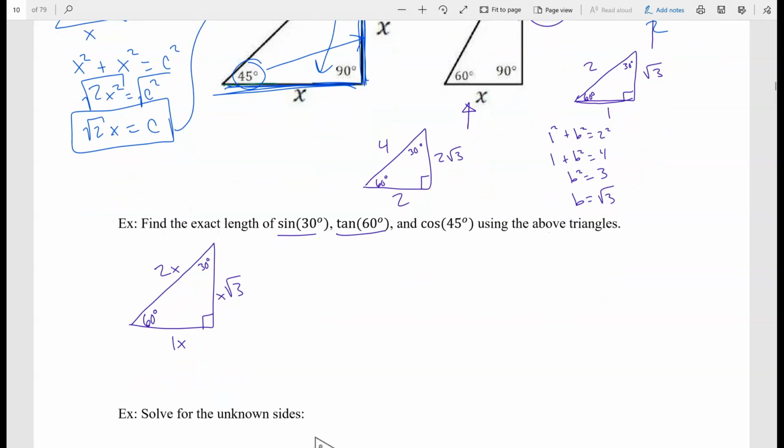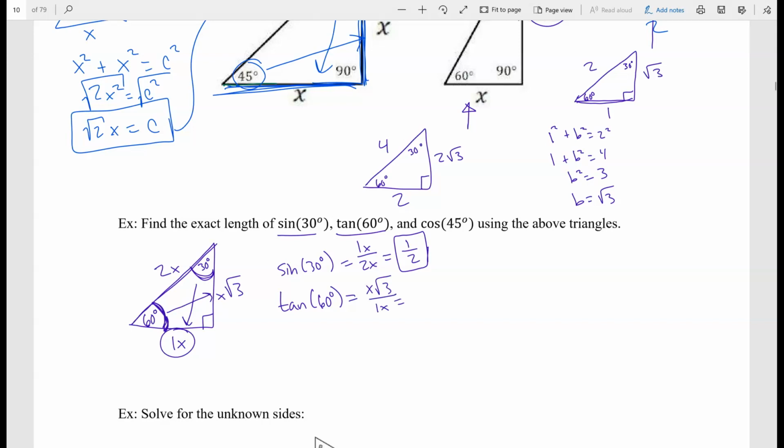The first thing I want to do is find the sine of 30 degrees. Here's 30 degrees. Remember, that's going to be the opposite over the hypotenuse. So that's going to be 1x over 2x. The x's are going to cancel out, so you're going to have 1/2. Now let's look at the tangent of 60 degrees. My opposite is going to be this guy, opposite over the adjacent. It's going to be x square root of 3 over 1x. The x's cancel out, and I'm left with square root of 3.